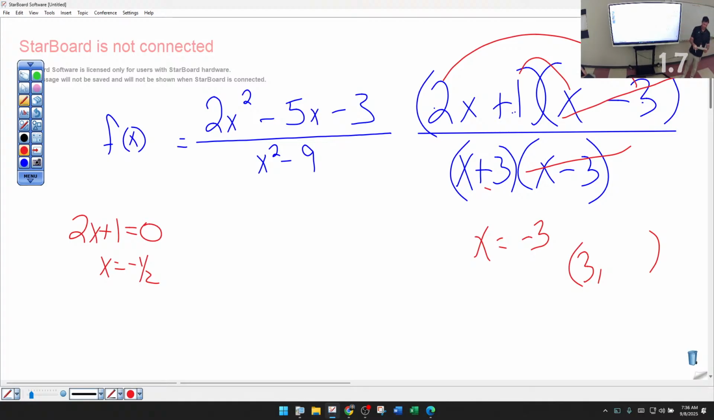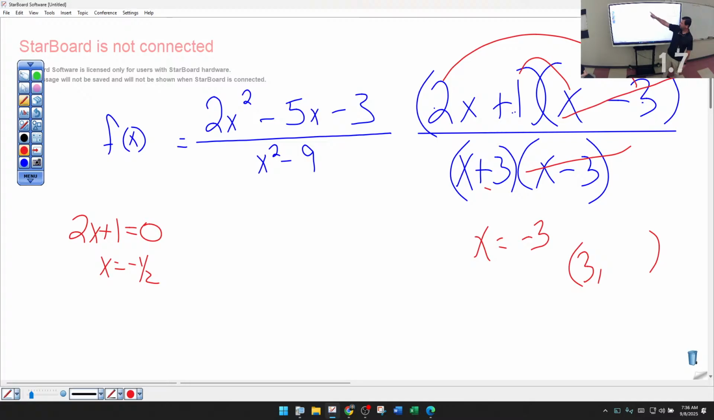And then it says the y-intercept. The y-intercept is probably the easiest one in the world, because all you have to do is plug in 0 for x. Anytime you want the y-intercept, you plug in 0 for x. So if I plug in 0 for x on top, we have -3. And if I plug in 0 for x on the bottom, that's a 0 and that's a -9.